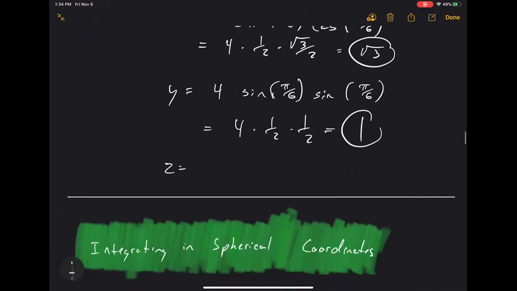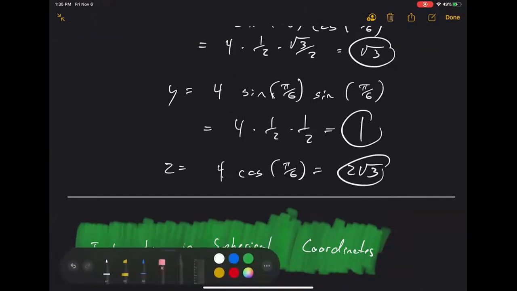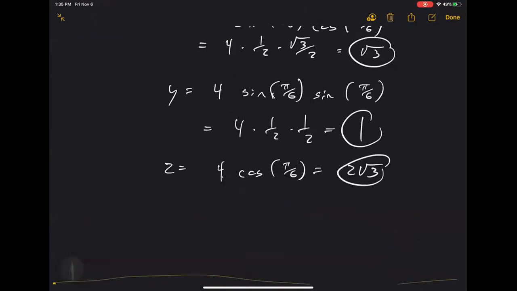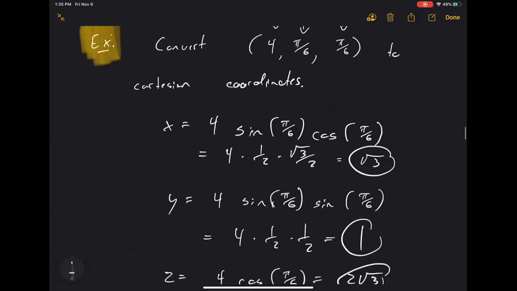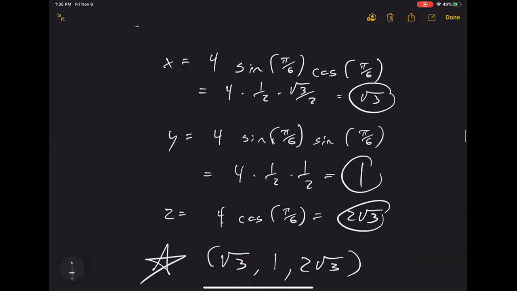What's my z? My z should be rho, which is 4, times cosine of phi, cosine of pi over 6. So that's 4 times square root of 3 over 2, so 2 square root of 3. So it looks like my x, y, z coordinates would be square root of 3, 1, 2 square root of 3. Okay.